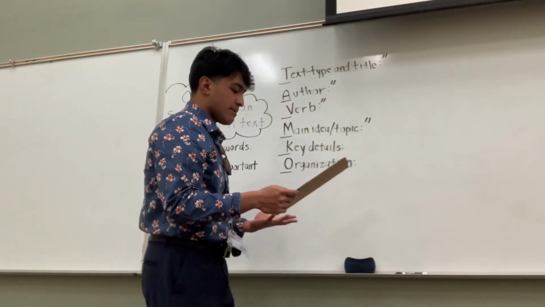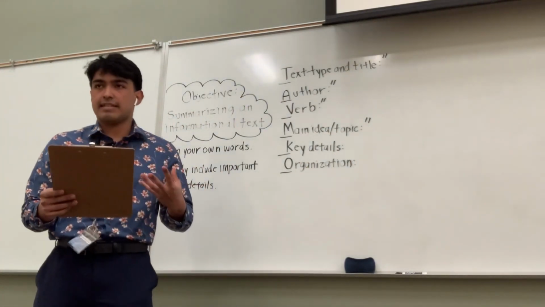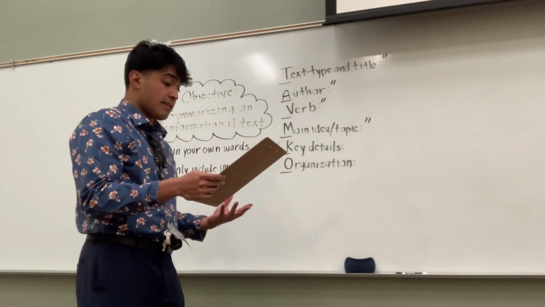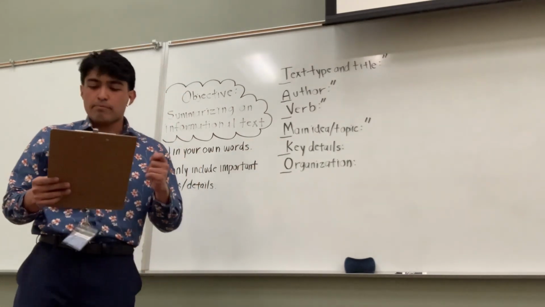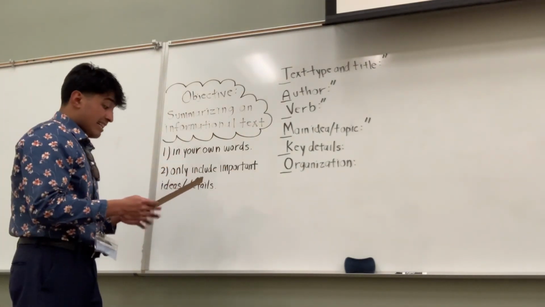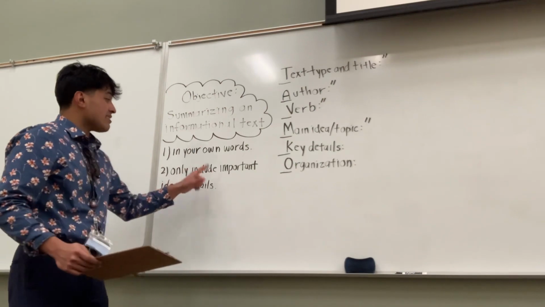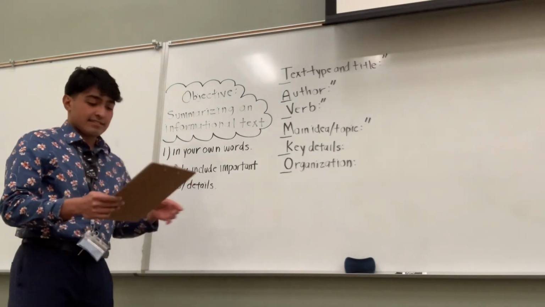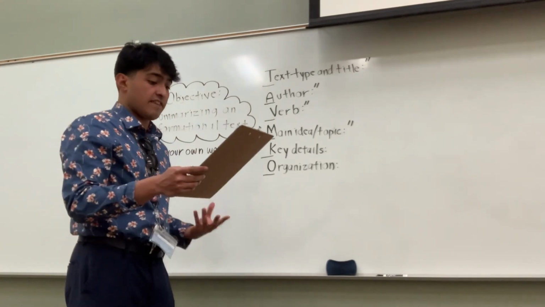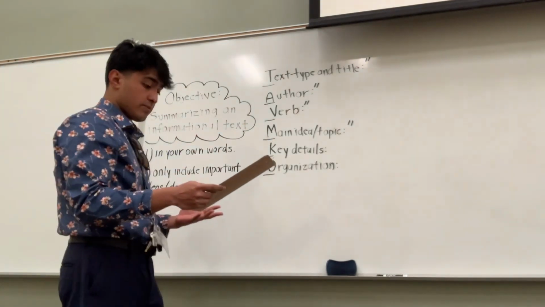So before we can summarize the text, we must read the text. Again, you must read something to understand it. Then, as you create a summary, you must remember two important rules. One, the summary must be in your own words, and two, the summary must only include important ideas or details. So here's a strategy that I think will help you write an effective summary that follows both these rules.